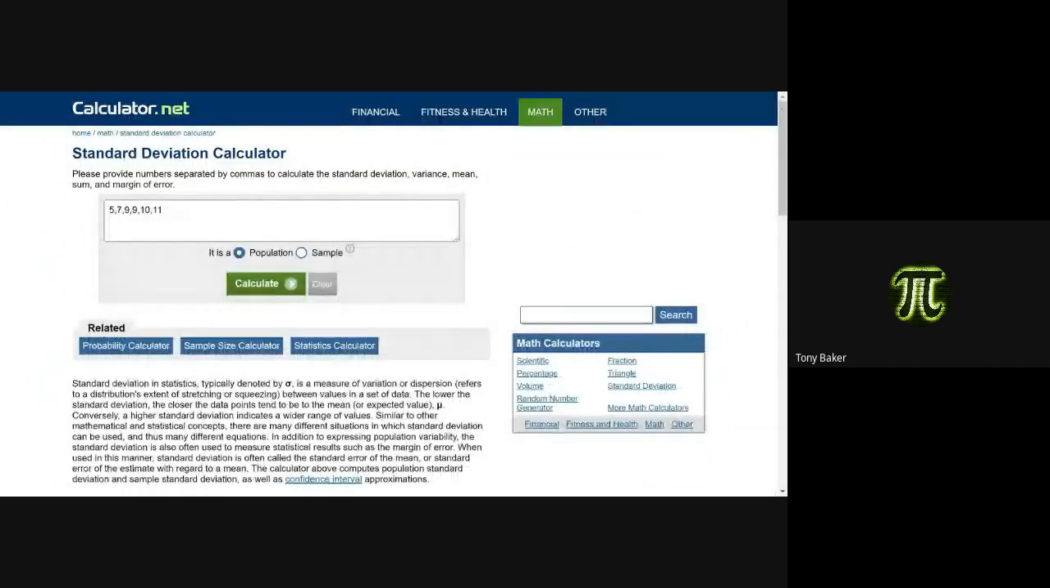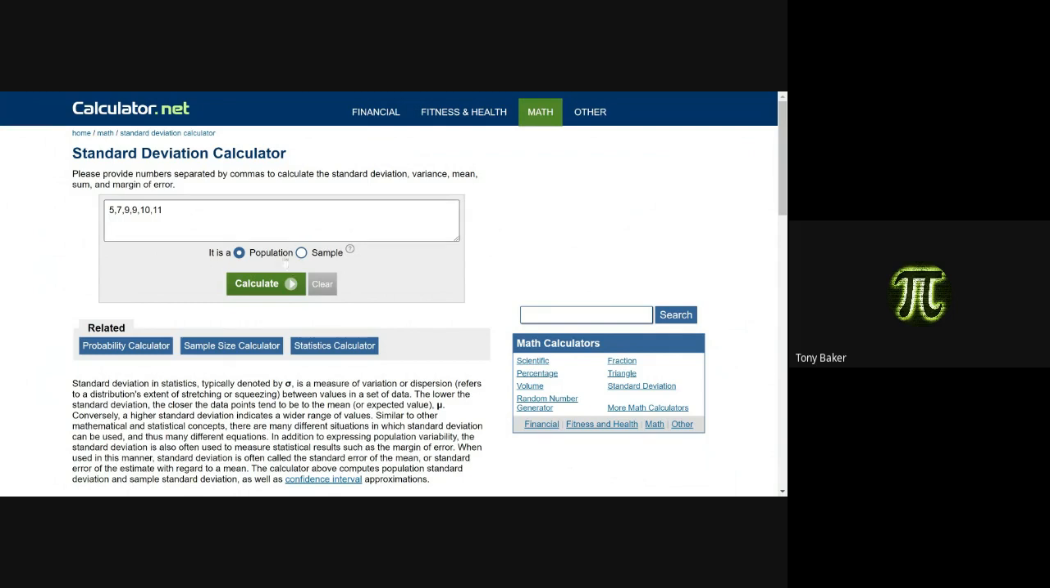So for this one, all you do is literally type the numbers in. You have to answer the question: is it a population or a sample? What's the difference? Right. So if I was going to do something for the whole school and I took you guys, you'd be a sample. The population would be the school. If I was just doing something for this class and I looked at all of you, you'd be the population because I'm taking all of you.